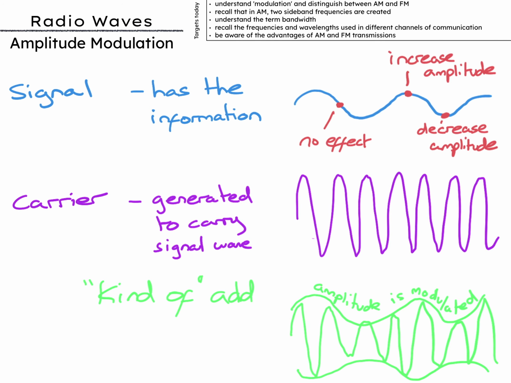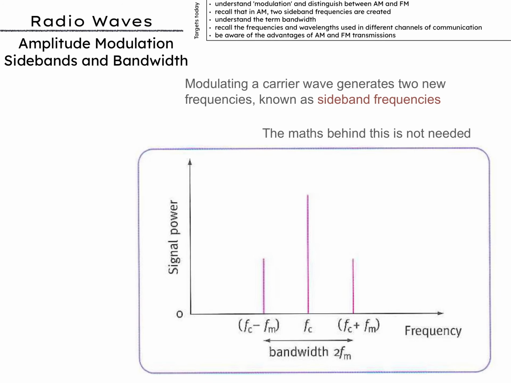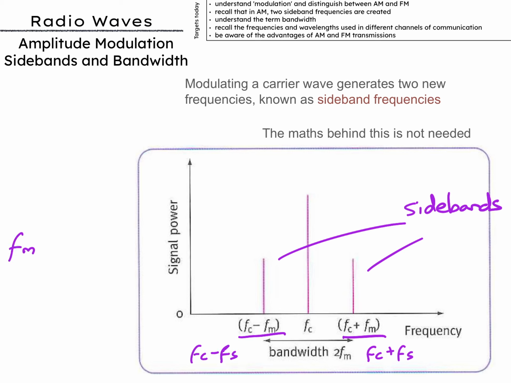It's not just a simple mathematical addition though, and although we don't need to look into the maths of how modulation is actually done, we do need to understand a really important effect of the process. The act of modulating creates a new wave that has the same frequency as the carrier wave, but it also creates two new waves. These are called sidebands, and as you can see, they have frequencies of Fc plus Fs and Fc minus Fs. So Fc is the frequency of the carrier wave and Fs is the frequency of the signal wave.